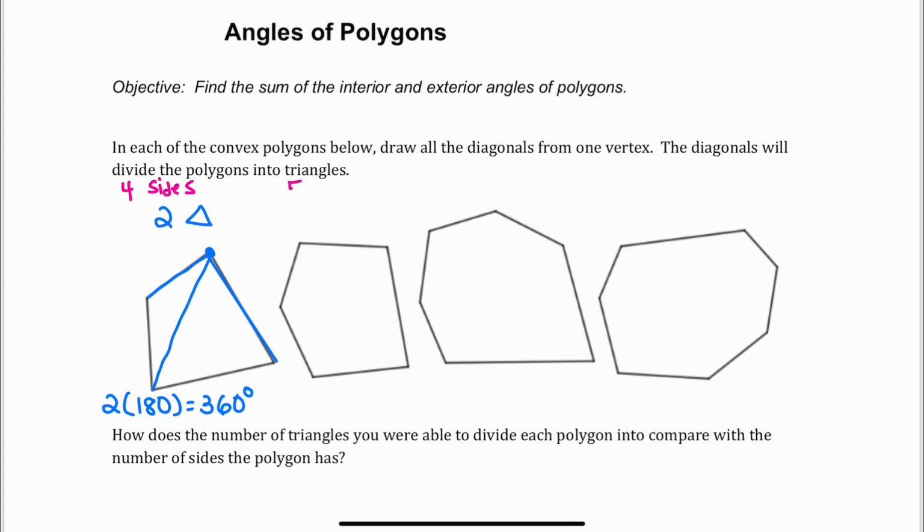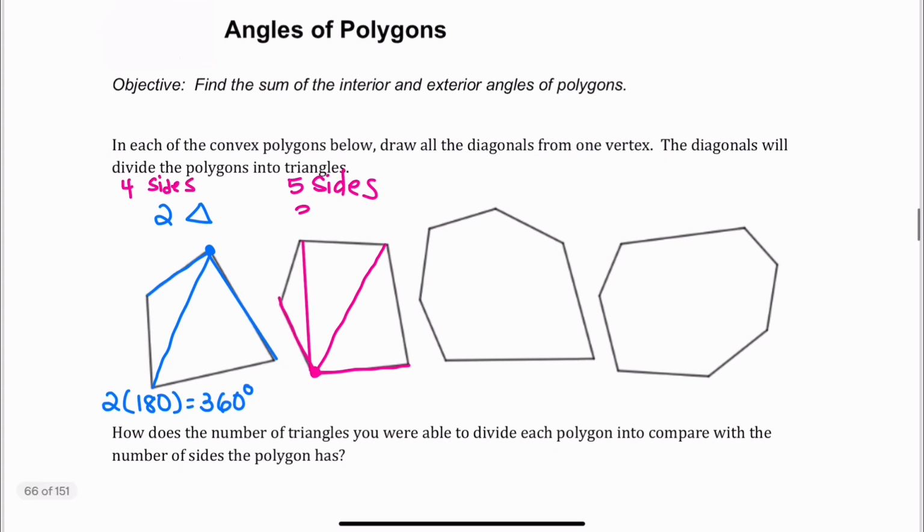Next, we'll go to 5 sides. We're going to pick any point. It could be any vertex, and we're going to go to all the other vertices. And this makes 3 triangles. And if there's 180 degrees in every triangle, 3 times 180, that's going to be 540 degrees.